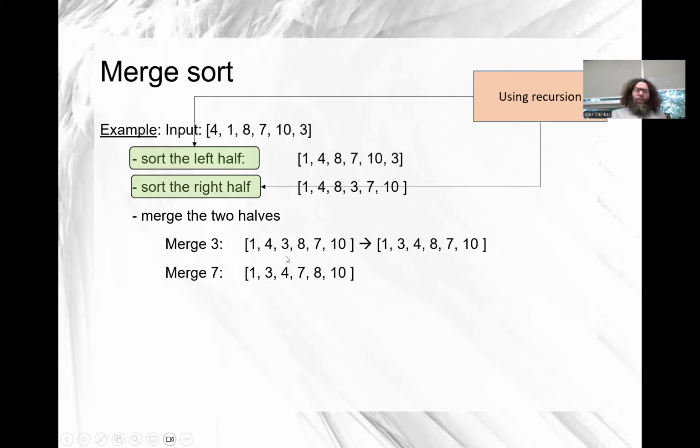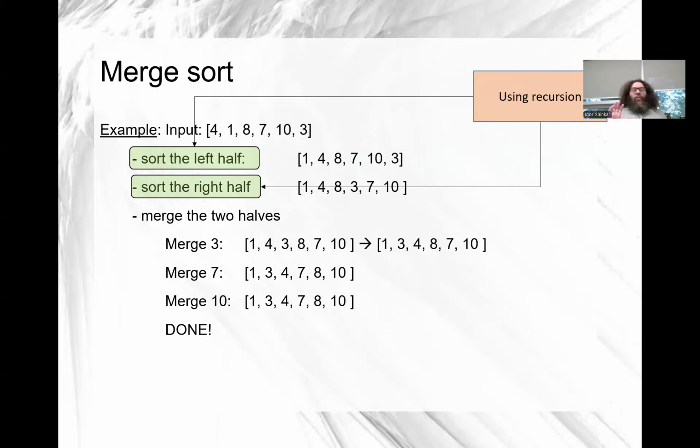Okay, so how do we merge them? Well, maybe a naive idea would be, we start with the second half, we start with 3, and we push it to the beginning until it finds the right place. So we find 3, swap it with 8, swap it with 4, so here is the right place for 3. And then we want to merge 7, so 7 should be swapped with 8, and it found the right place, and 10 is already in the right place.